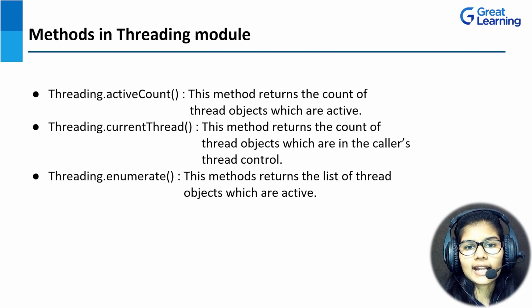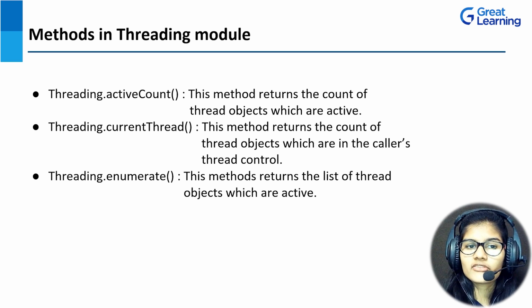If I talk about active count, this is one of the methods which returns the count of the thread objects which are active. It returns the total number of thread objects which are active. This is what threading dot active count is used for. Whenever you use the active count function, it will return the total number, that is, the count of the thread objects which are active right then.